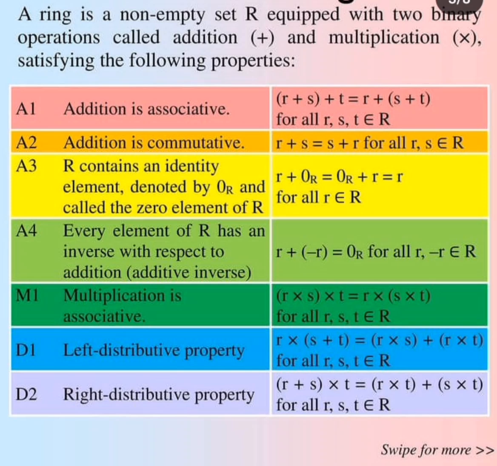So the next one we have is that multiplication is also associative. Notice that the first one we stated was that addition is associative. Now multiplication must also be associative. So that's axiom number 4. Then we have the left distributive property and the right distributive property. These are the last two axioms that must be satisfied before you can say that an algebraic structure is a ring.